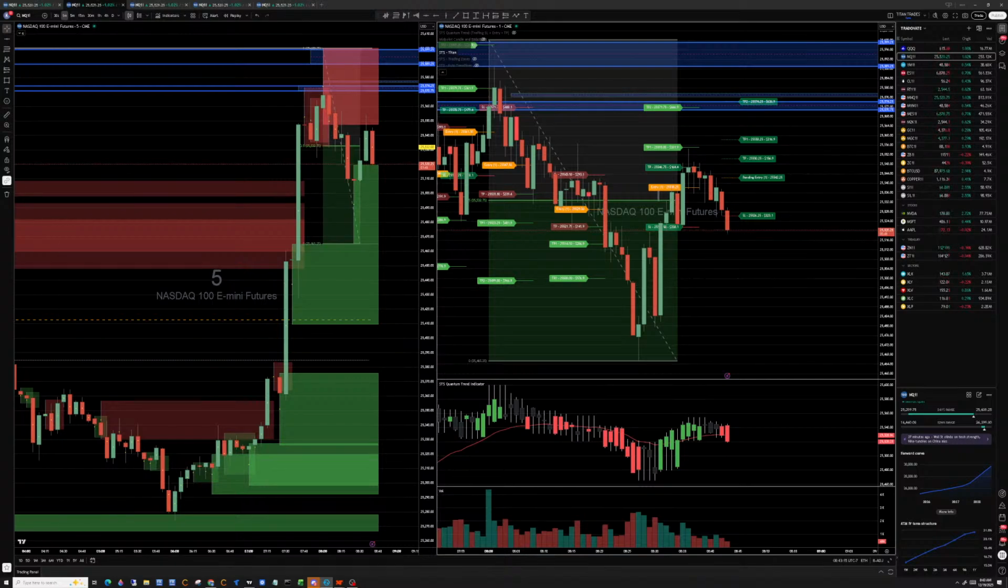Well, that Titan set it didn't set up, but it did. You see what's happening there? We had buyers step in super heavy down at around 490.